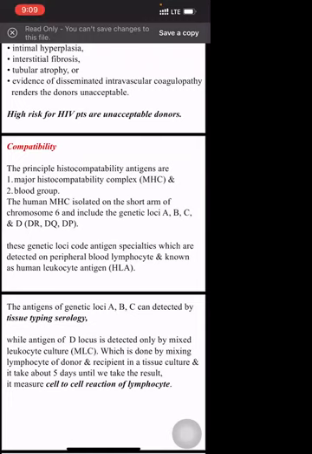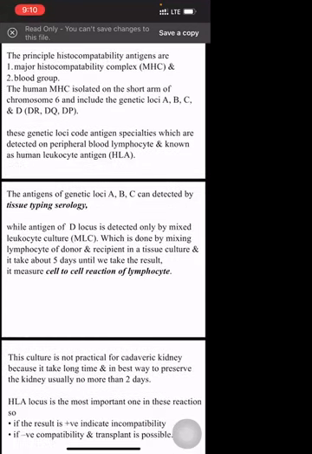As I said, there is HLA, human leukocyte antigen. This is very important for histocompatibility, so it is done in a special lab to find the loci responsible for tissue typing, human leukocyte antigen, HLA. So the patient needs ABO and HLA. If it is compatible, we go for donation.